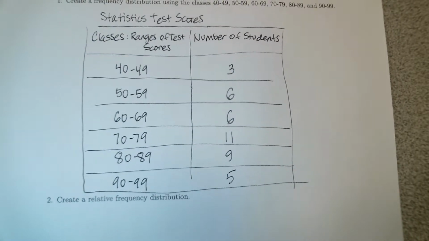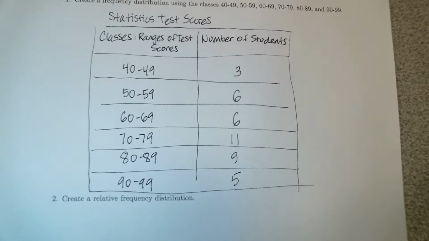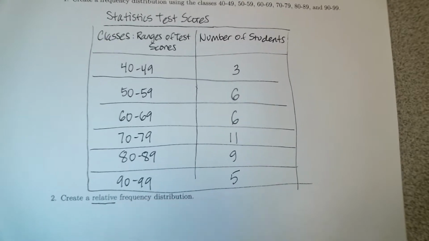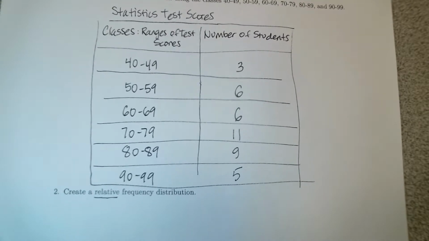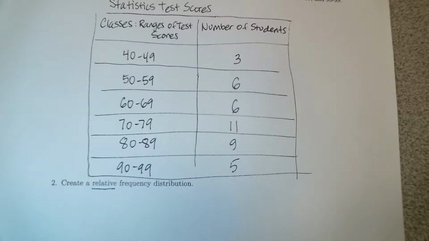Okay, so we have just created a frequency distribution using classes over here. So what I want to do now is convert this into a relative frequency distribution. So what's different about a relative frequency distribution? Well, that will show the relation of the number of observations to the total number of observations.